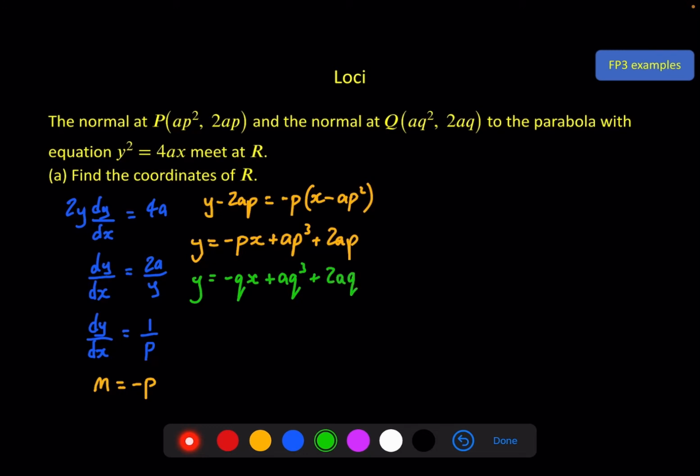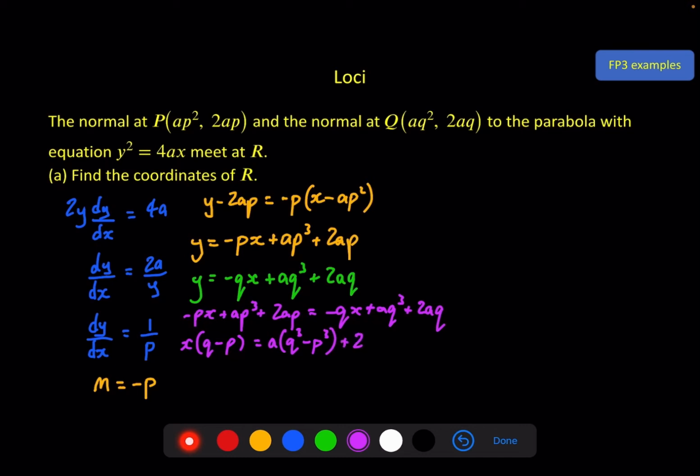So I've got the normal at p and the normal at Q. Where they meet is where this is equal to this. So I need to combine these two equations in order to get the coordinates for x and y. In this case, I'm going to put them equal to each other. Get minus px plus ap cubed plus 2ap is equal to minus qx plus aq cubed plus 2aq. I'm going to gather the x's and factorize to get a q minus p here, and everything else I'll put on the other side. So we've got a q cubed, and from the left minus ap cubed, so factorizing that gives me this. And then we have a plus 2aq, and from the left a minus 2ap, so I'll factorize that as well. So rearranging and factorizing at the same time gives me this.